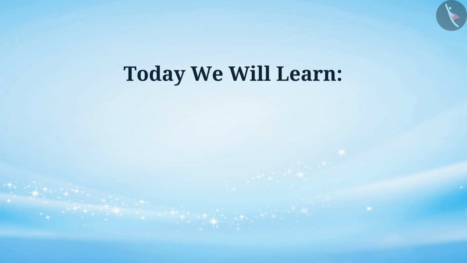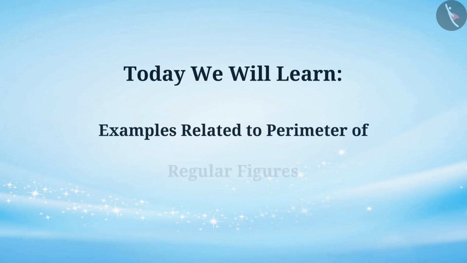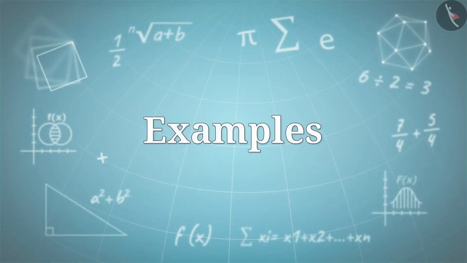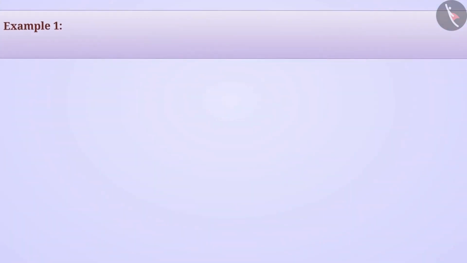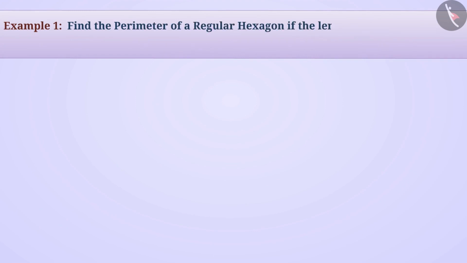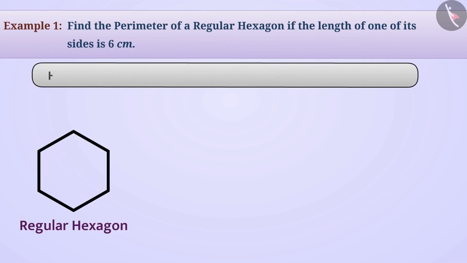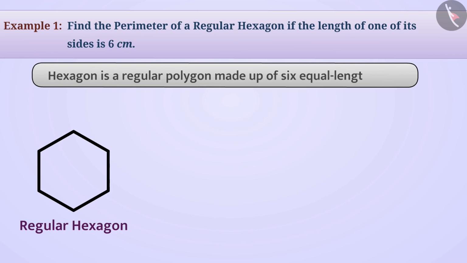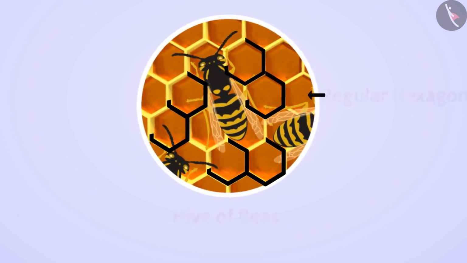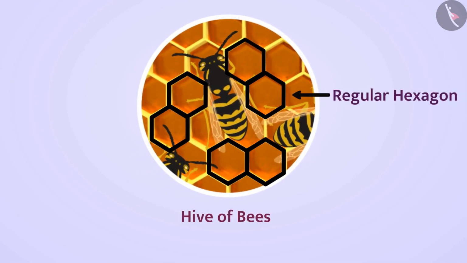Today we will learn about examples related to perimeter of regular figures. Find the perimeter of a regular hexagon if the length of one of its sides is 6 cm. We know that a hexagon is a regular polygon made up of 6 equal length sides. Regular hexagon can be seen in a hive of bees.